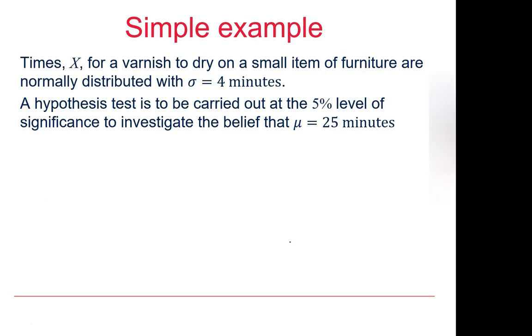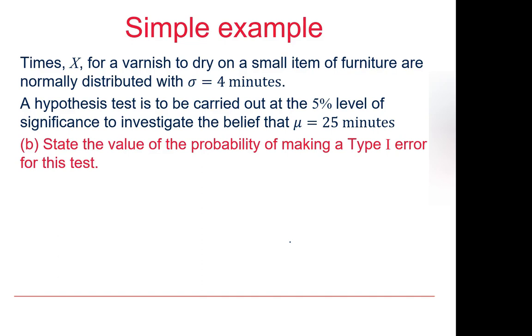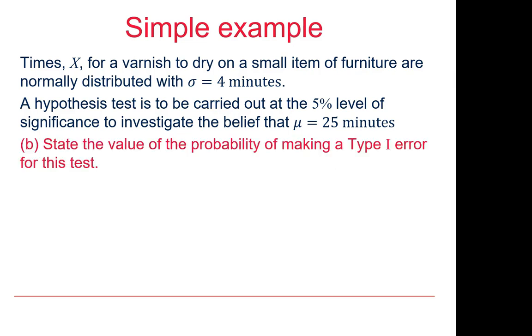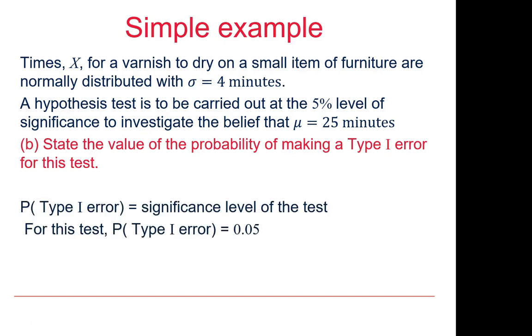And the second part of this says state the value of the probability of making a type 1 error for this test. Well, the type 1 error is going to be equal to the significance level of the test, because we have a continuous distribution here, and therefore for this test carried out at the 5% level of significance, the probability of a type 1 error equals 0.05.